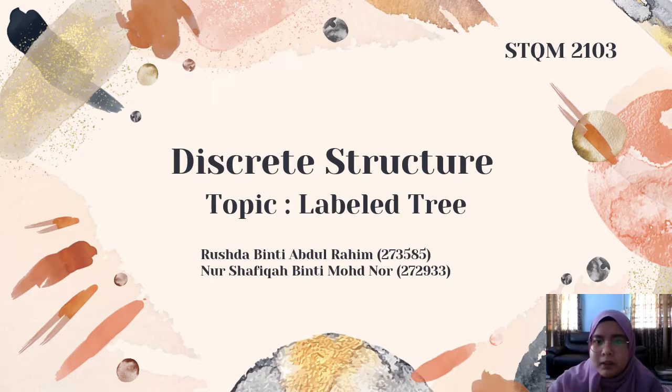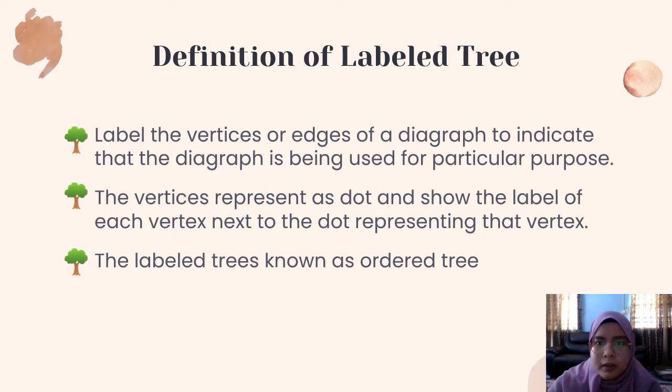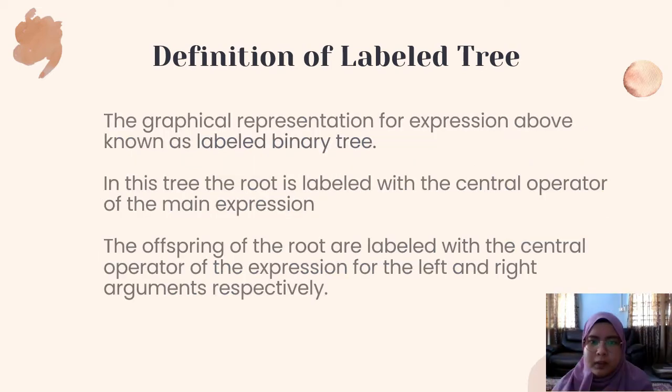We will present chapter 6, which is subtopic level 3. Definition of level 3: label the vertices or edges of a diagram to indicate that the diagram is being used for a particular purpose. The vertices are represented as dots, and the label of each vertex is shown next to the dot representing that vertex. The labeled tree is known as an ordered tree. The graphical representation for the expression above is known as the labeled binary tree.